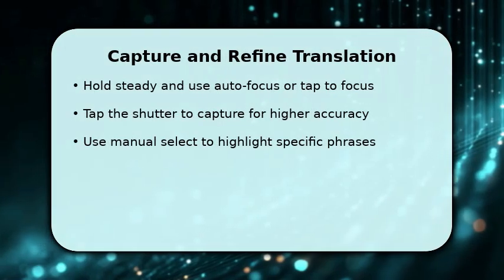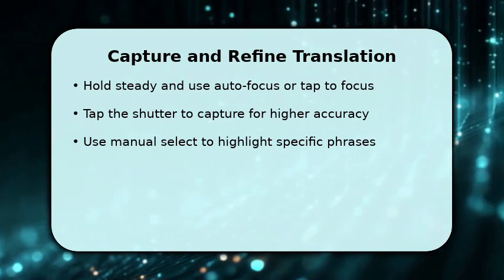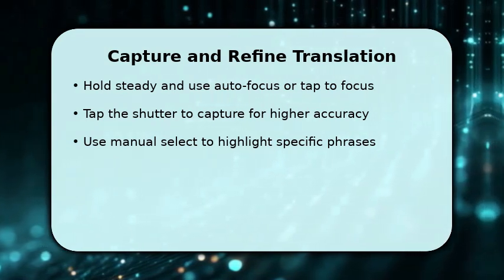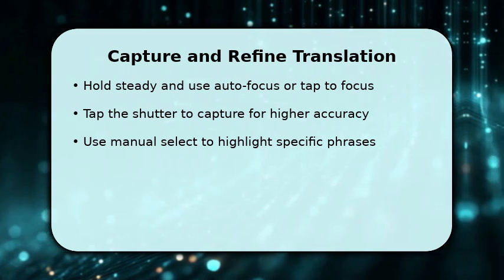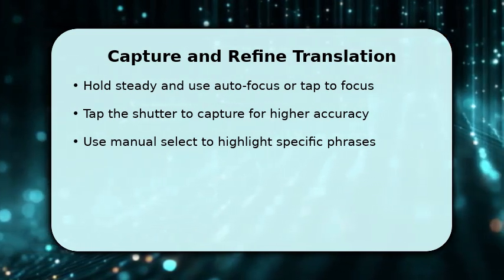Once you have the overlay, you can improve accuracy by tapping to focus or tapping the shutter to capture a still image. The still gives Lens time to run OCR and produce a cleaner translation. That's why you should capture complex text or small fonts.